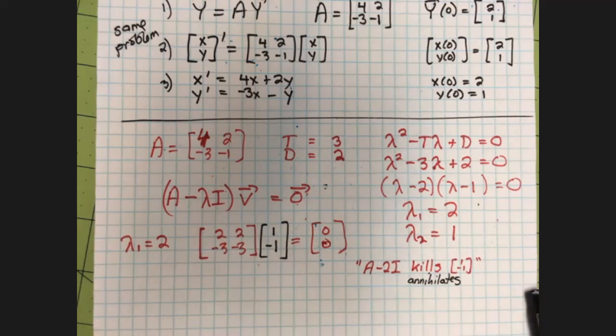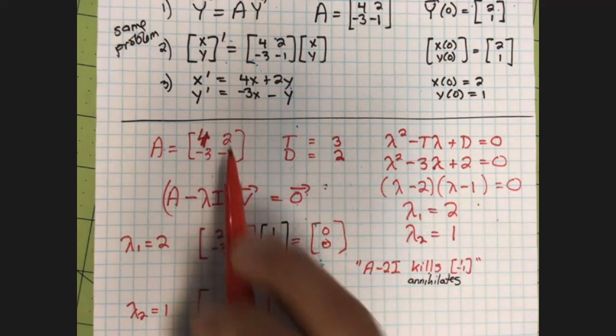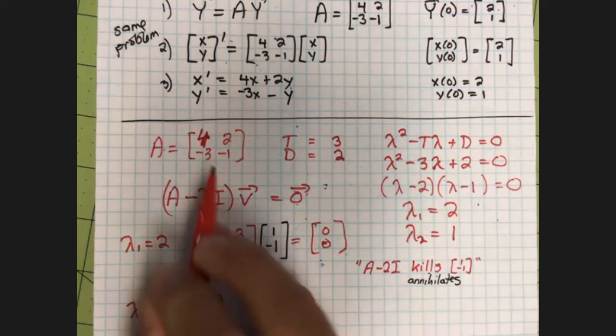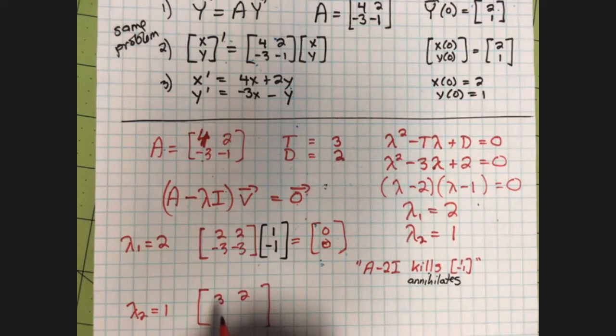Okay, other one, lambda 2 = 1. Let's subtract 1 on the main diagonal. So that gives me 3, 2. And -3 subtract 1, in the next slot, -2. Okay, again, rows are multiples of each other. I feel good.